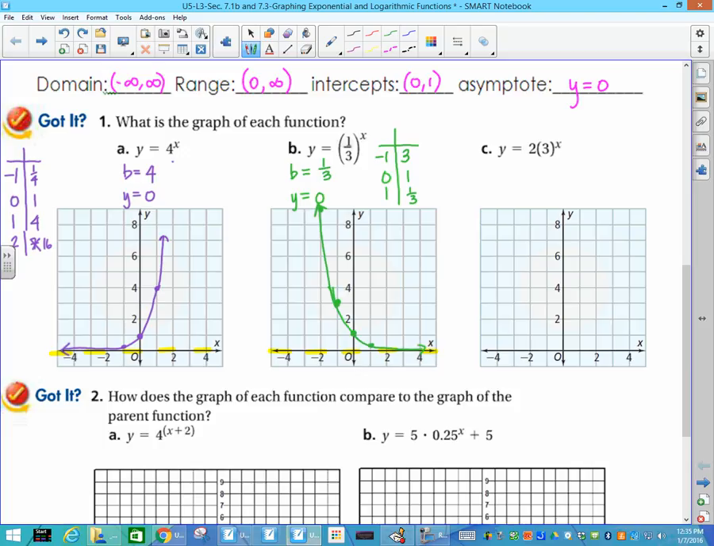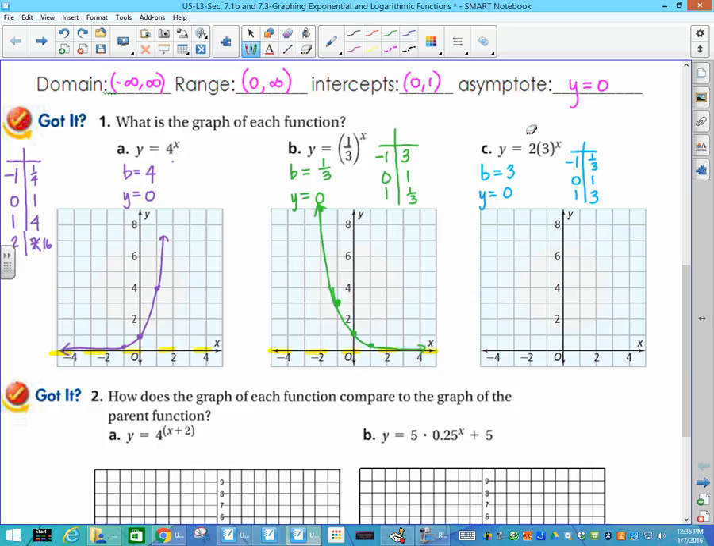Alright, so moving along. Let's go with y equals 2 times 3 to the x. Something a little different here. We got an extra number in there. But first thing you always want to do is still figure out what your b is. And b is the number that has the x in the exponent. So b is 3. Okay? Asymptote y equals 0. And I want you to go ahead and write the key points down because I don't want anything to confuse you from those key points. So that's 3, 1, and 1/3.